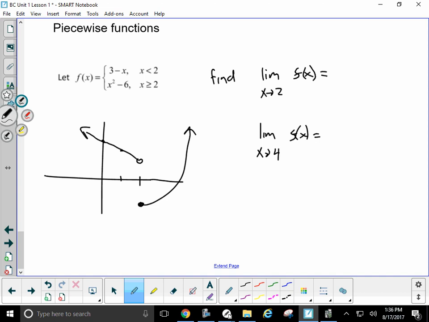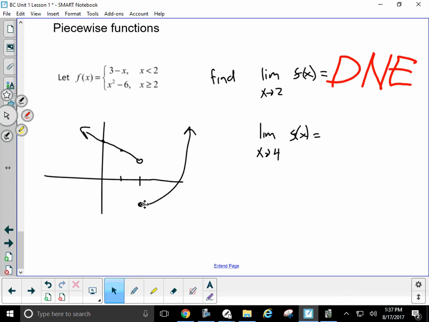Well, this is showing us that the top piece and the bottom piece are not meeting up. So as I'm approaching 2 from the left and from the right, since I'm approaching 2 different y values, I can definitively say that this limit does not exist. But the left-hand limit and the right-hand limit can be found, so we should be able to find those one-sided limits.